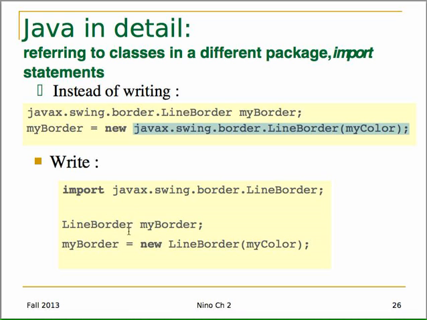Once you import it, you can make this a lot easier to read. This is definitely easier to read. Once you import that class, you can say LineBorder myBorder, rather than javax.swing.border.lineBorder. And then when you create a new instance of that object, you don't have to specify the complete path. You just say LineBorder because it's imported. So there are a lot of advantages to importing, but every once in a while, you might see these kinds of statements too.